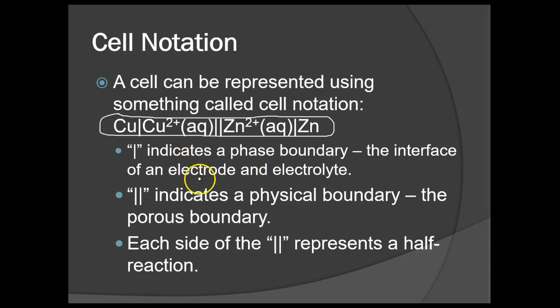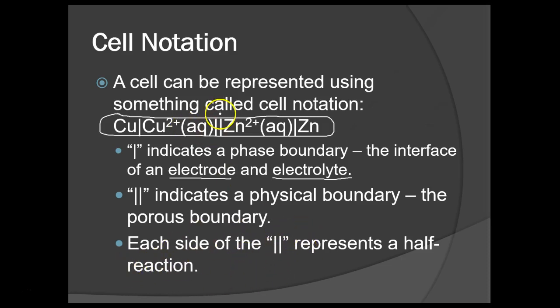Another way to put this is the interface between the electrode and the electrolyte, the electrode being the solid part and the electrolyte being the solution part. The double vertical line indicates a physical boundary rather than a phase boundary. This is what we call the porous barrier or porous cup, or we'll call it a salt bridge later on. This means that the two half cells are physically separated from each other, not just by phases, but by physical separation.